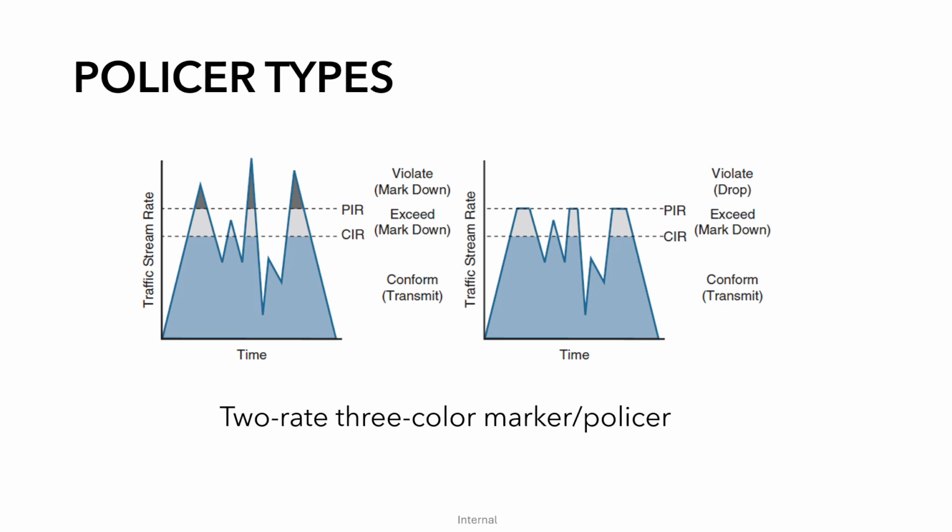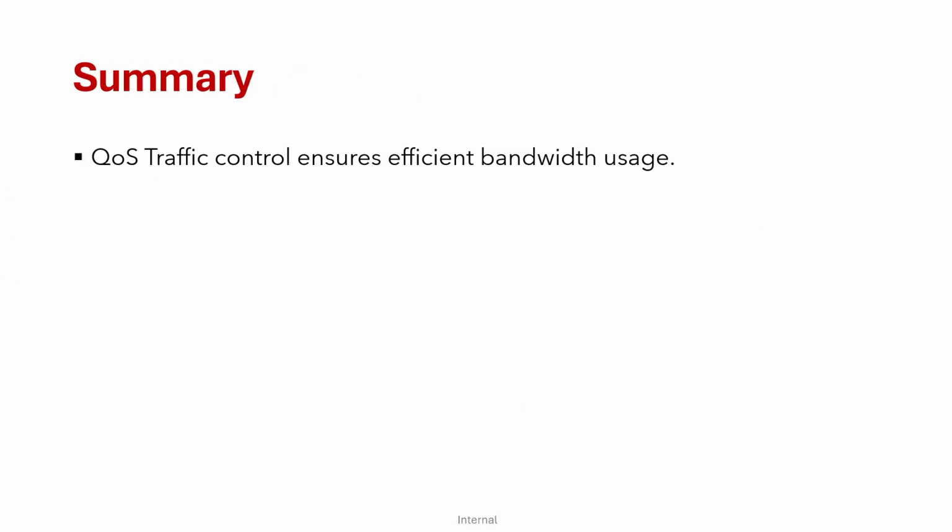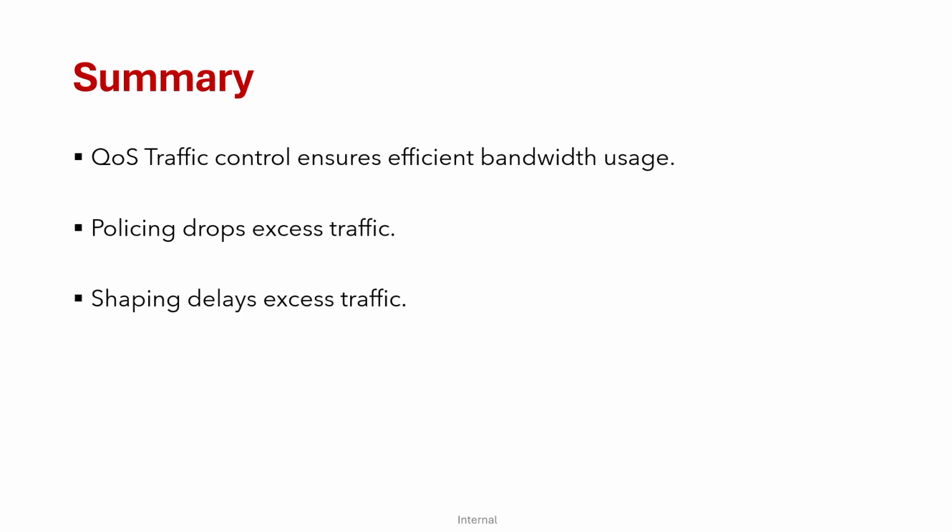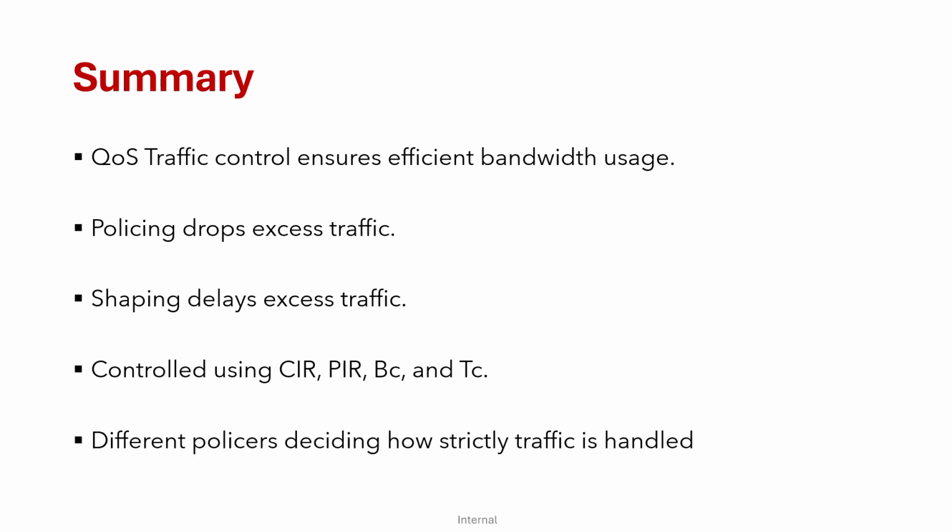So to summarize, in this video we discussed that QoS traffic control ensures efficient bandwidth usage, and policing drops excess traffic, shaping delays it. Both use the token bucket algorithm, and everything is controlled using the key terms which I mentioned: CIR, PIR, BC, BE, and TC. We also discussed different policers, and how strictly traffic is handled with them. All these things are essential in QoS design.